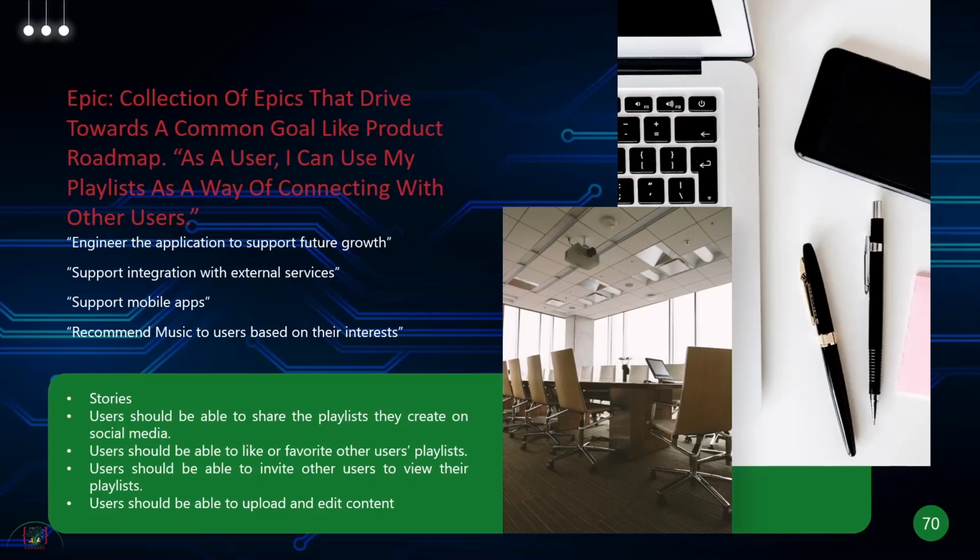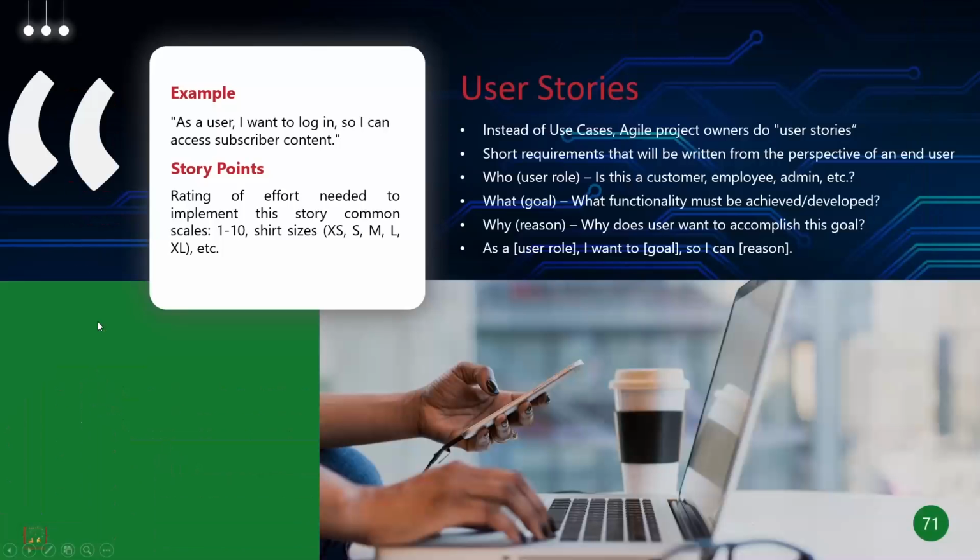Users should be able to like or favorite other users' playlists. Users should be able to invite other users to view their playlist. Users should be able to upload and edit content. So, see, I'm breaking down the epic further into user stories which can be completed in a sprint. And then you basically break down user story further into tasks which you're doing in certain hours.